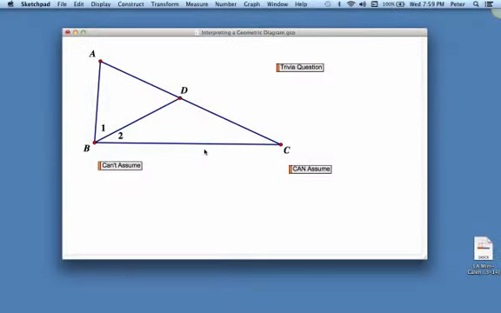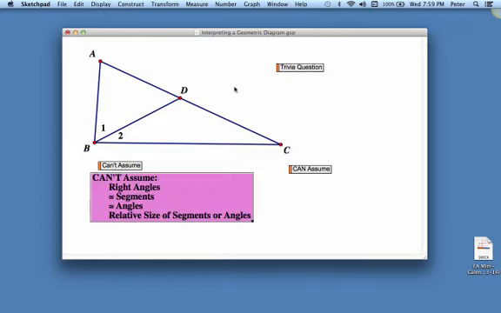This brings us to our final point in chapter 1.3, interpreting a geometric diagram. When you're looking at a diagram, what can you assume is true and what can you not assume? So let's start with what you can't assume. Looking at this triangle ABC, you can't assume a right angle. So angle ABC looks like it might be a right angle, but we can't be sure. So we can't assume it, not unless we're told.